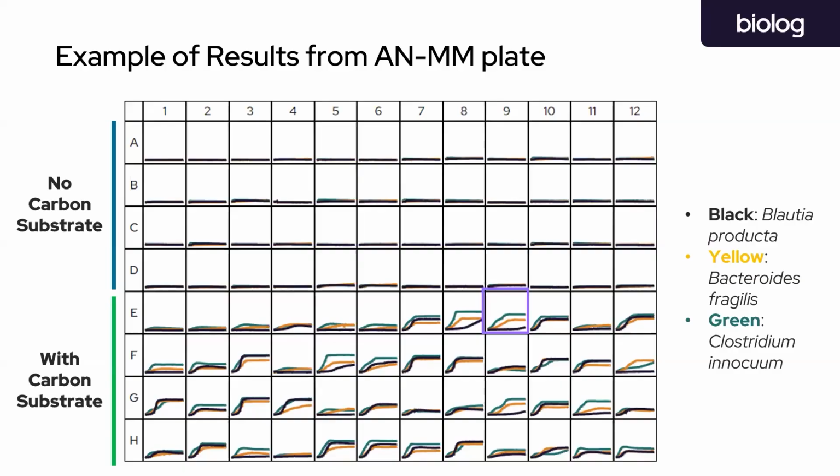Scientists can have different research goals when it comes to their obligate anaerobes. Differential growth could be desired, like on well E9. Or if a synthetic community with all 3 of the microbes growing is desirable, similar growth profiles may be selected, like in well G3.